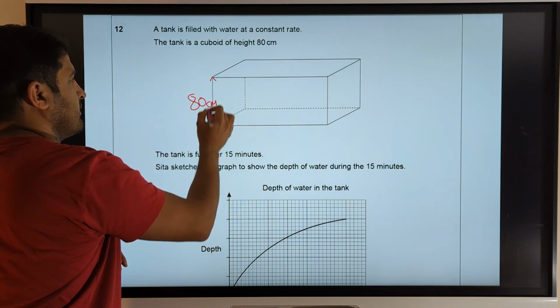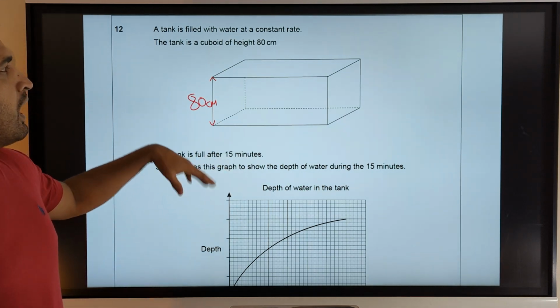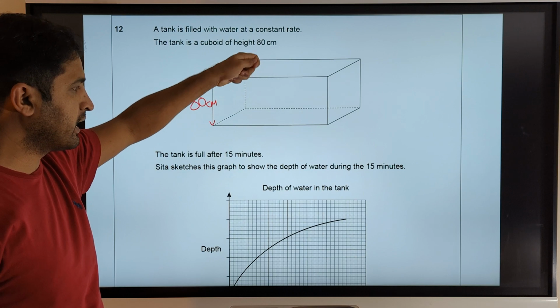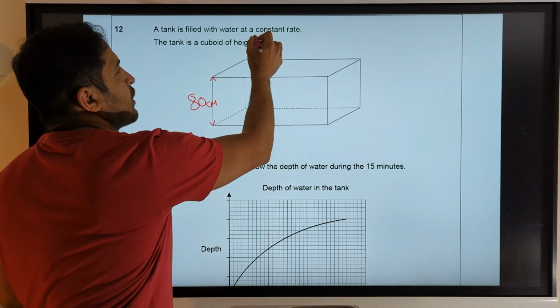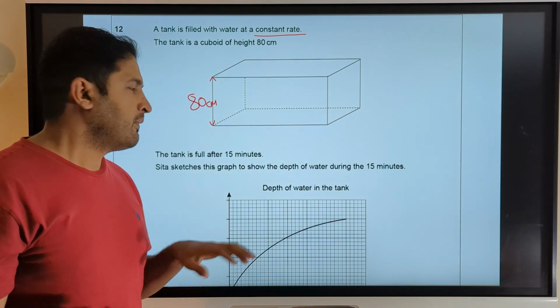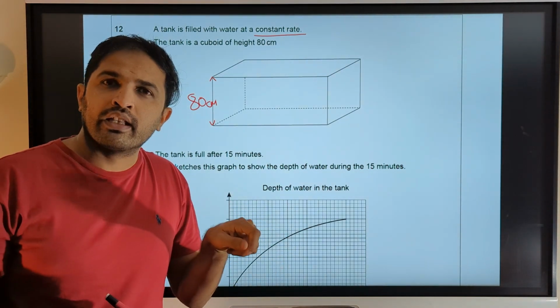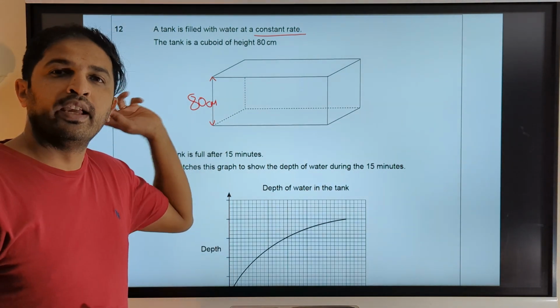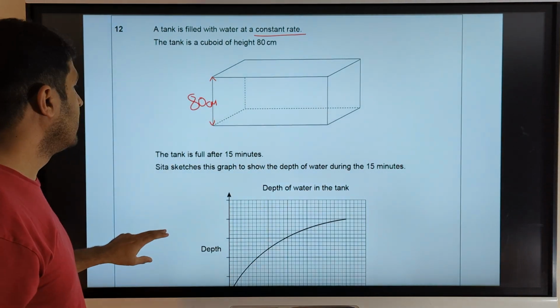So that's that height. Okay. And we don't know what the length and what the width is, but it's a tank. We're turning the tap on and it flows at a constant rate. Means continually. There is no pressure change, okay? There's no one else in the house turning the tap on, so the pressure in the tap upstairs will drop. No, that's not the case. It's going at a constant rate, okay?